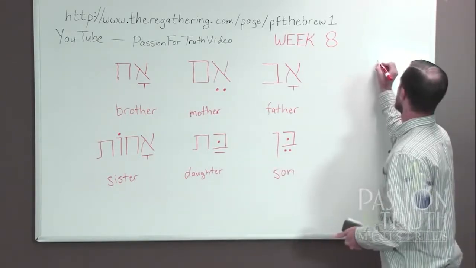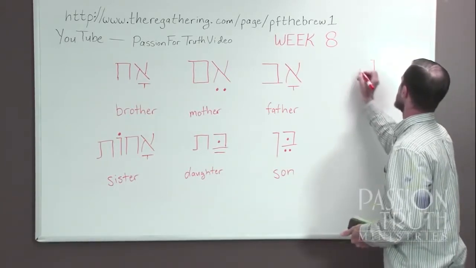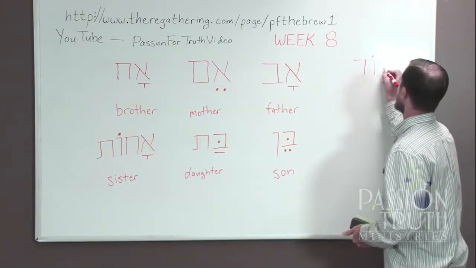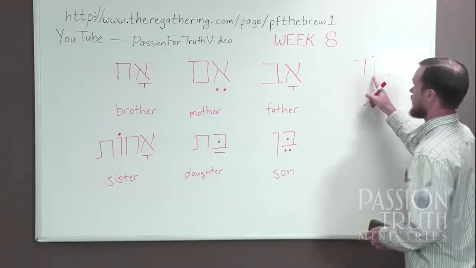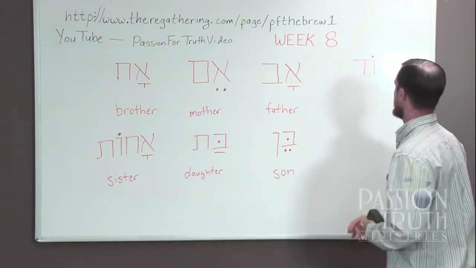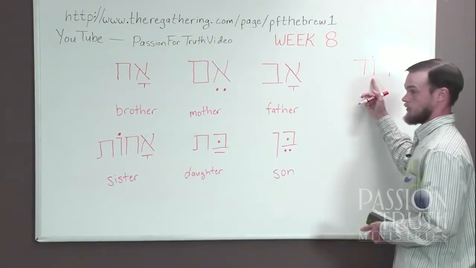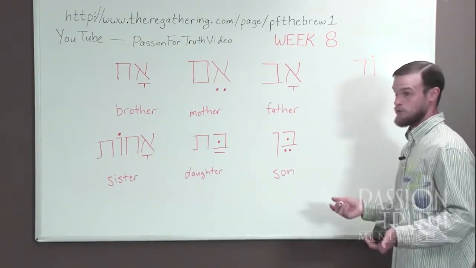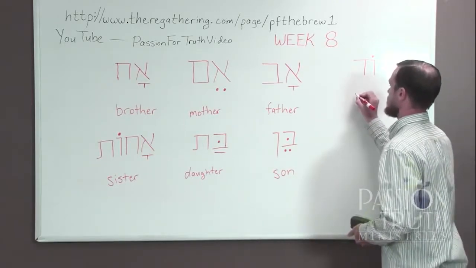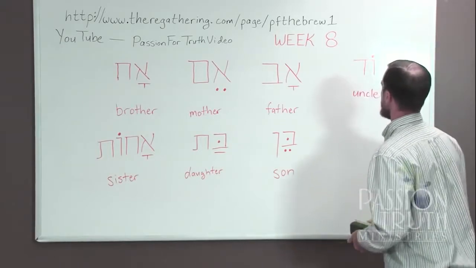Another one, just to extend the relations out a little bit. This is a dalet, followed by a vav with a cholam, followed by another dalet. So dalet makes D, cholam is long O, and another D, dod. Dod is an uncle. Dod can also mean beloved.